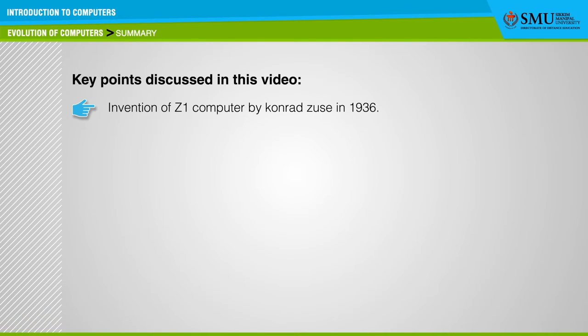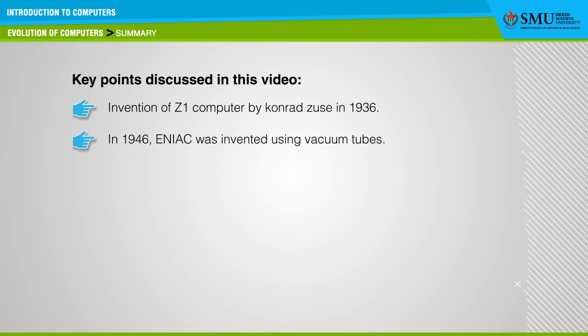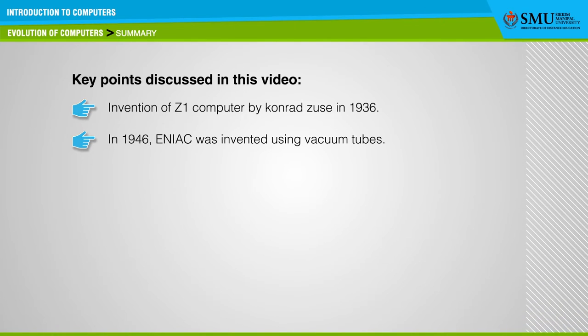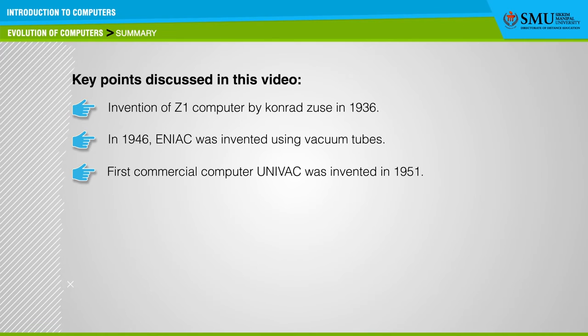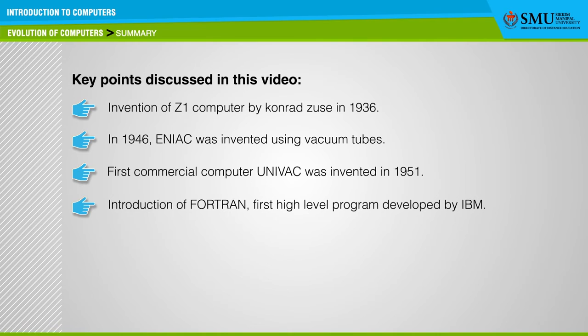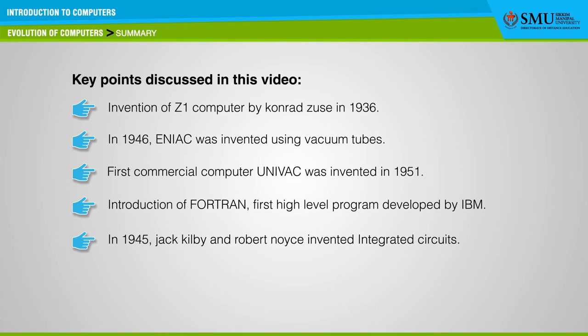Key points discussed in this video. Invention of Z1 Computer by Konrad Zuse in 1936. In 1946, Eniac was invented using vacuum tubes. First commercial computer, UNIVAC, was invented in 1951. Introduction of Fortran, first high-level program developed by IBM. In 1945, Jack Kilby and Robert Noyce invented integrated circuits. Invention of microprocessor by Intel in 1971.